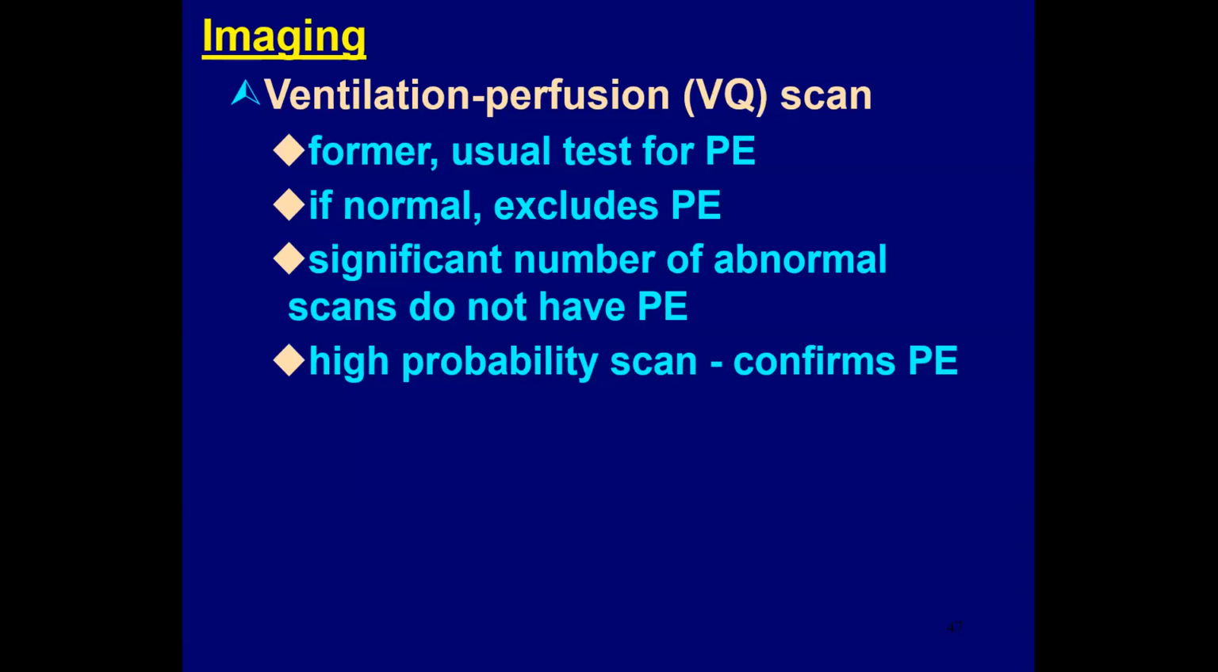The ventilation-perfusion VQ scan is an old test. It formerly was the usual test for pulmonary embolism. If it is normal, it does exclude PE. A significant number of abnormal scans do not have PE, so it isn't that specific. A high probability scan confirms pulmonary embolism. And this is what a VQ scan looks like.